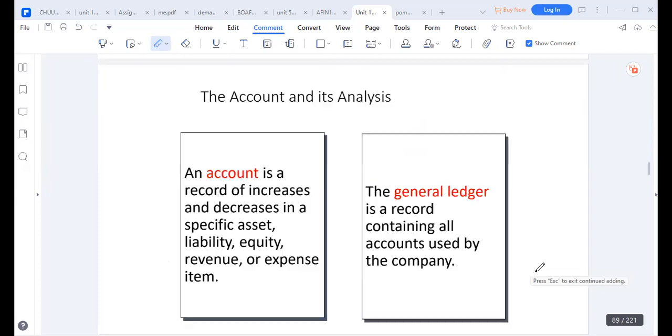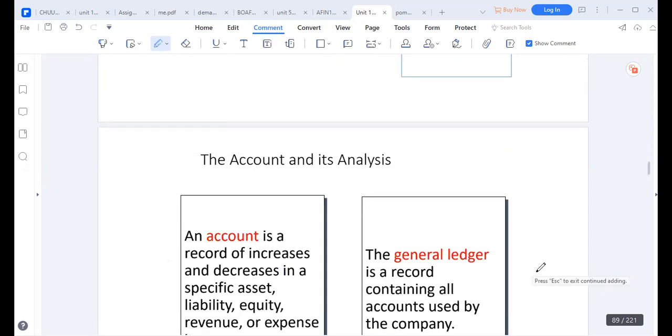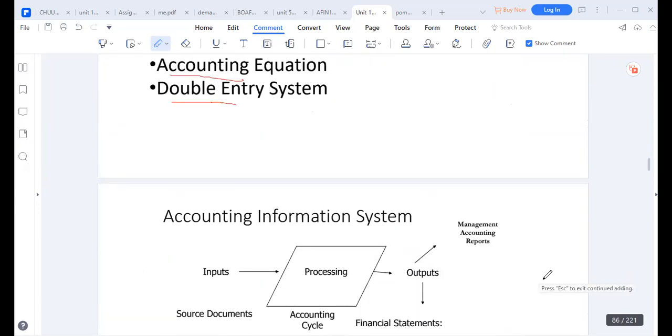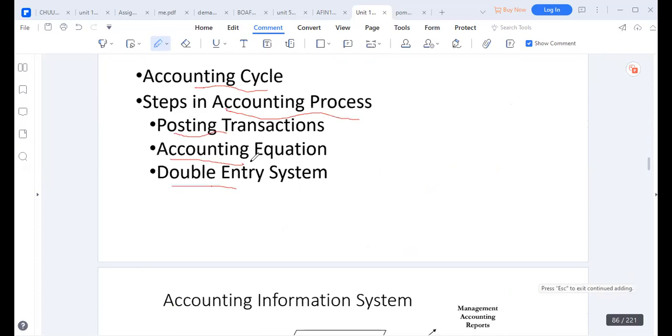We are also going to look at the accounting equation. The accounting equation has information where we have got assets is equal to capital plus liabilities. So it also has some information in the accounting process.